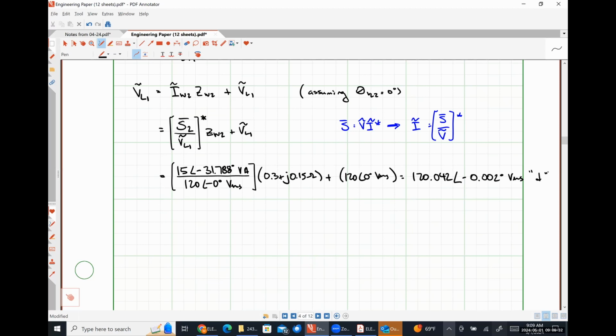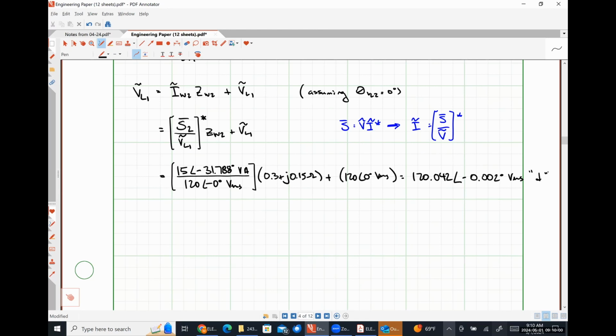So this shouldn't be a hugely surprising result. We know that the current that's flowing through that impedance of ZW2 was very small. It was only 1/8 of an amp. The impedance itself was small, 0.3 plus j0.15 ohms. So the voltage drop across it isn't particularly large. Add that to 120 and we get something very close to 120. But now we have a more accurate representation.